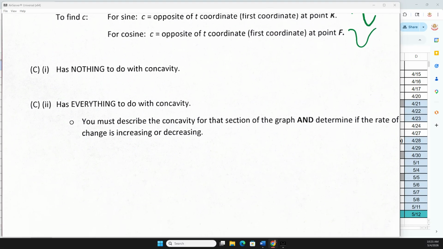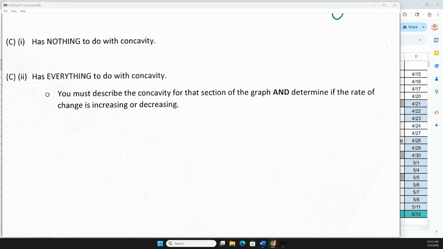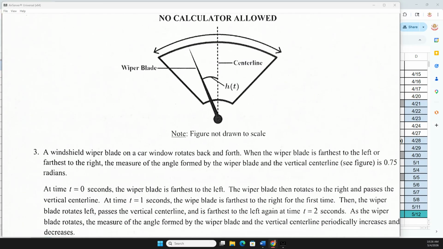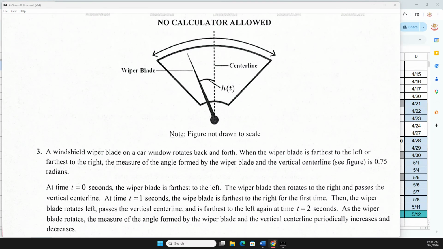All right, and then when we do C1, it has nothing to do with concavity. And then C2 has everything to do with concavity. And so you're going to describe the concavity and then determine if the rate of change is increasing or decreasing based on the concavity. All right, so here we go. So this one, they give you a nice little diagram, somewhat helpful.